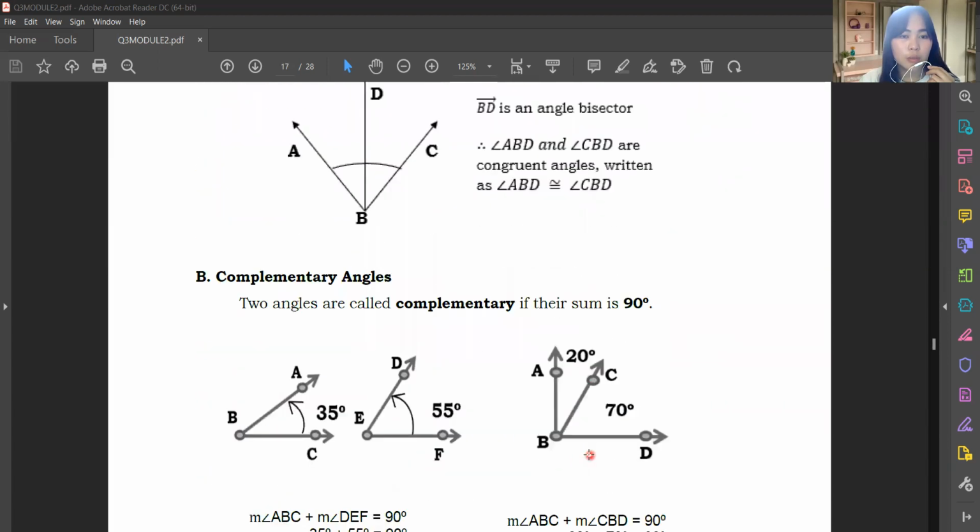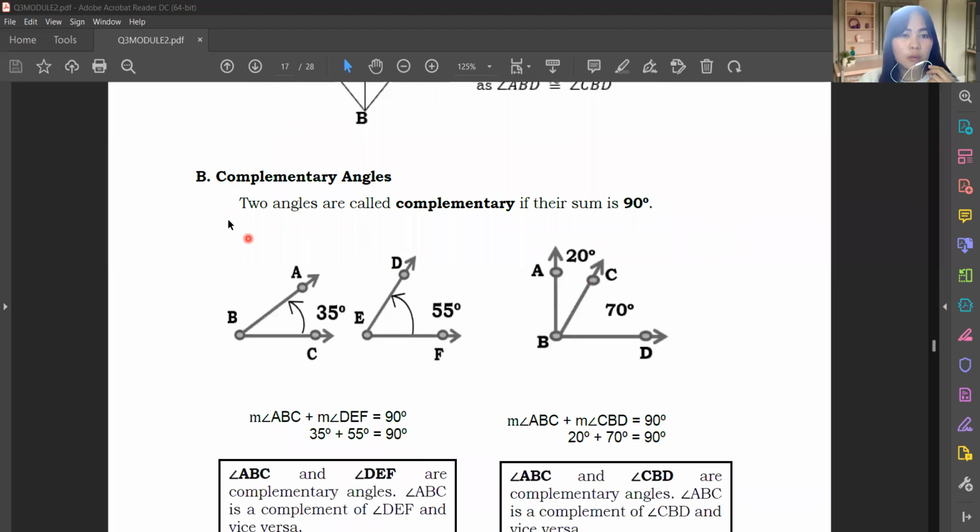Now, let's proceed to complementary angles. We talk about two angles that are complementary if their sum is 90 degrees. So, again, complementary angles, 90 degrees. Two angles which, when we add them, their total is 90 degrees. That is what we call complementary angles. Again, two angles are complementary if their sum is 90 degrees.